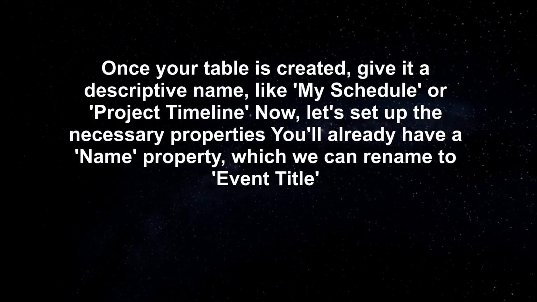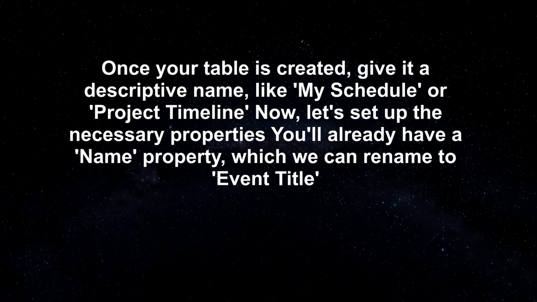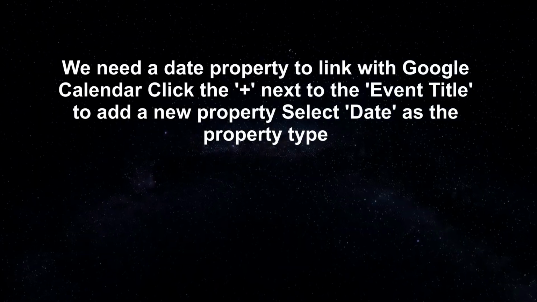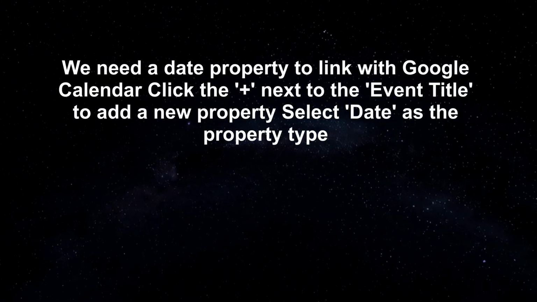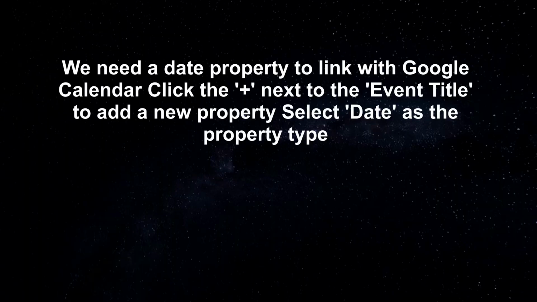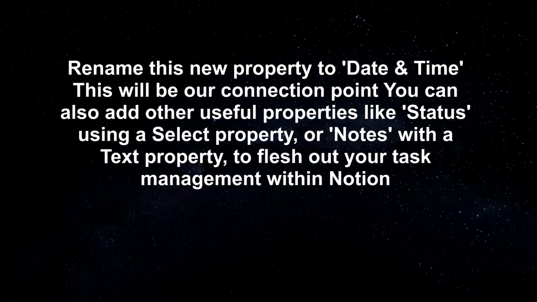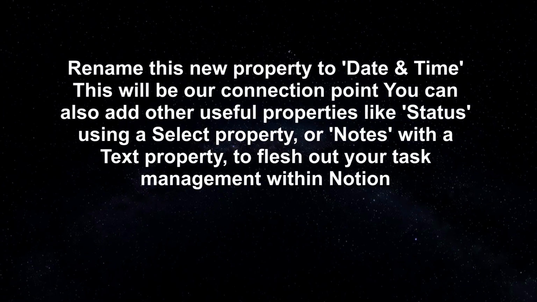Now, let's set up the necessary properties. You'll already have a name property, which we can rename to Event Title. We need a date property to link with Google Calendar. Click the plus next to the event title to add a new property. Select Date as the property type. Rename this new property to Date and Time. This will be our connection point.